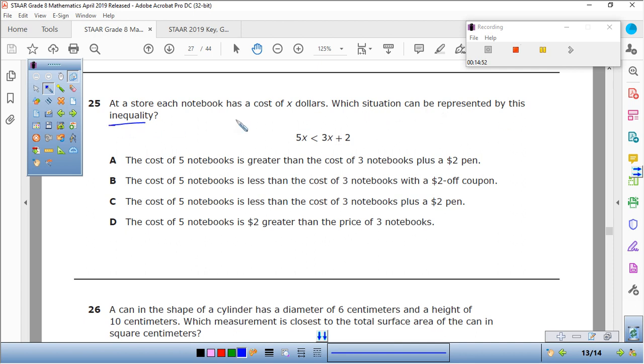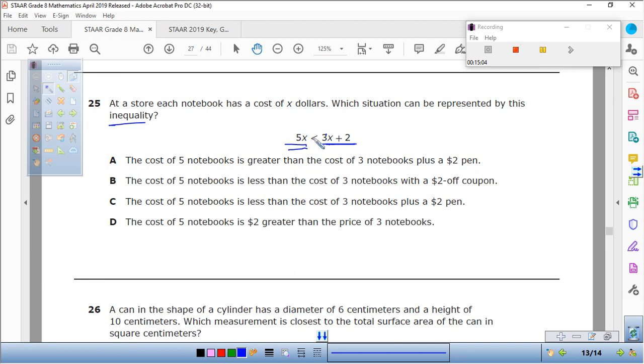Which situation can be represented by this inequality? So let's look at this real quick. What do we know about this side over here? It's greater. So what you want to see is a situation where this one is greater than this other side over here. So the cost of 5 notebooks is greater.